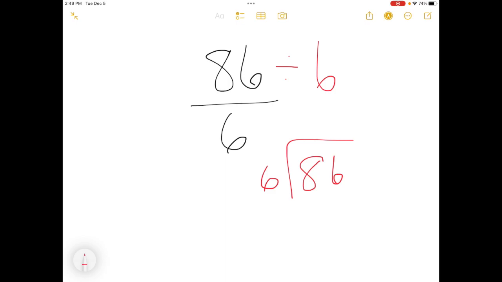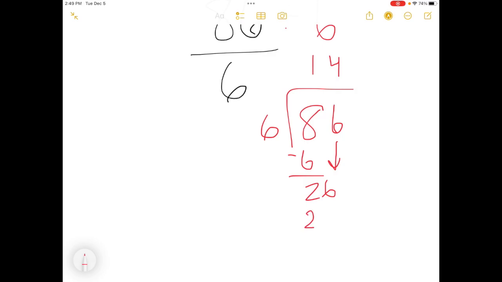So we solve it like a regular long division problem. 6 goes into 8 one time. 6 times 1 is 6. 8 minus 6 is 2. Bring down my next digit. 6 goes into 26 4 times. 6 times 4 is 24. And I have a remainder of 2. So the answer to our mixed number is all within this problem now.